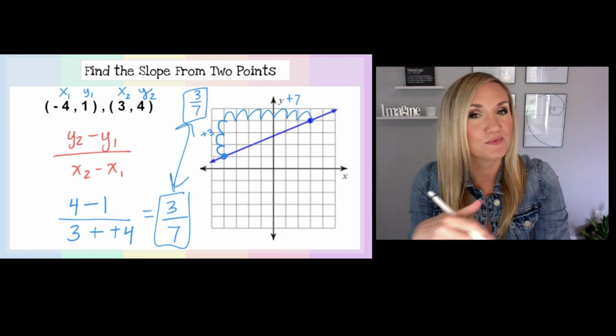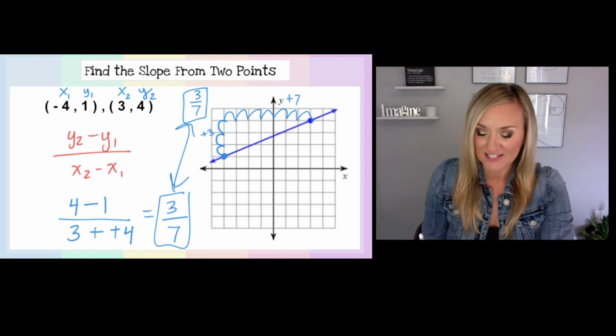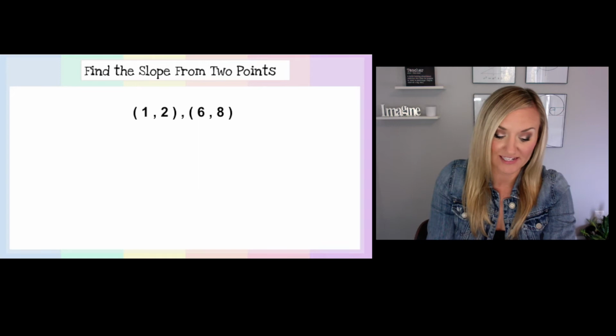We're going to practice this formula over and over until you got it right. So let's go ahead and take a look at another example.